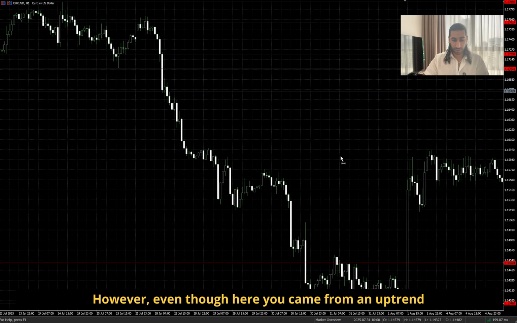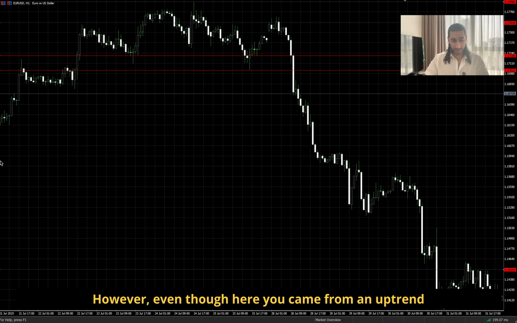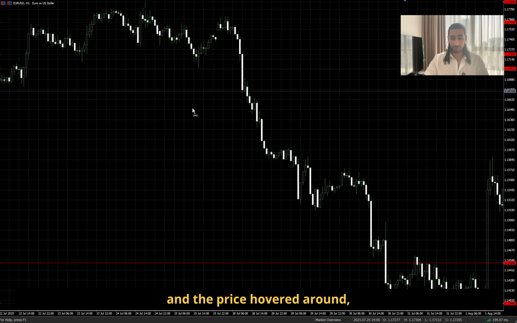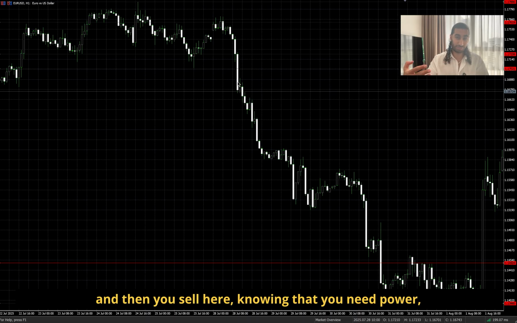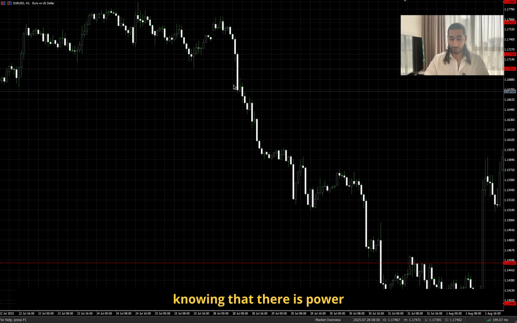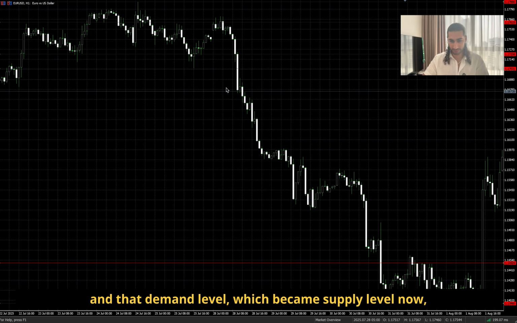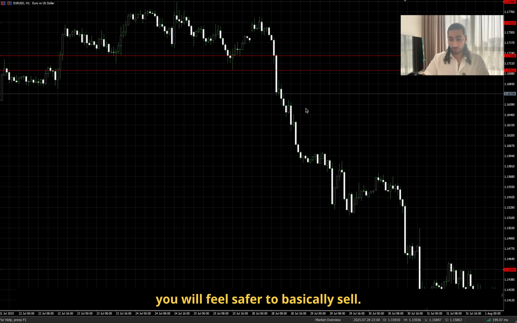However, even though here you came from an uptrend and the price hovered around, obviously if you sell here, that's kind of shaky. However, if you see that breach happening and then you sell here, knowing that there is power because you need power to breach that range and that demand level, which became a supply level now, you will feel safer to basically sell.